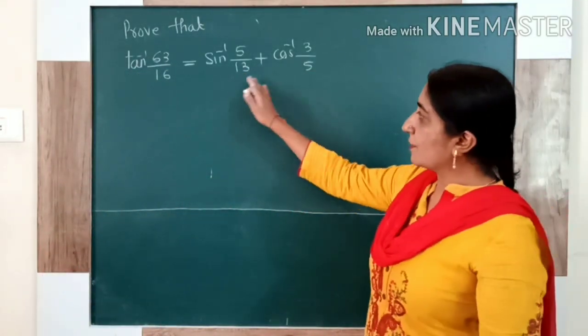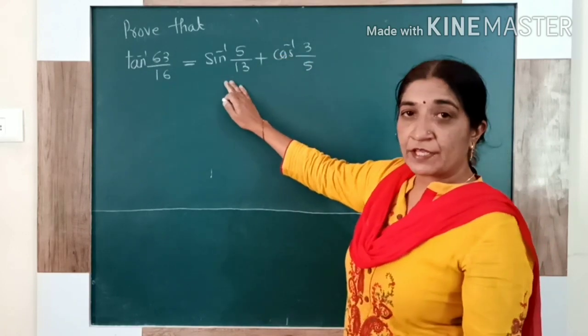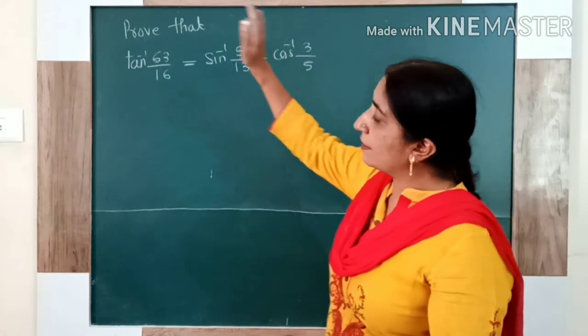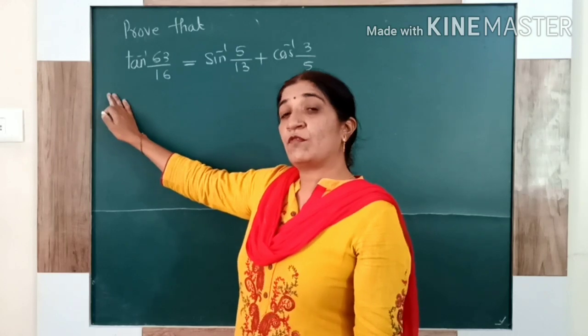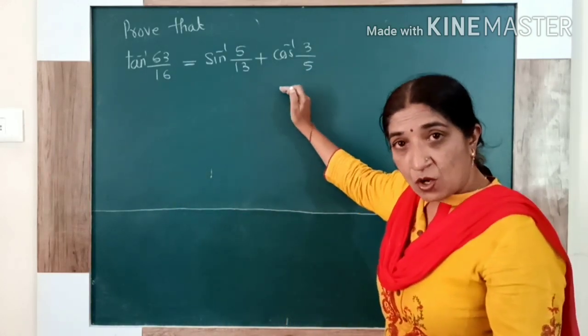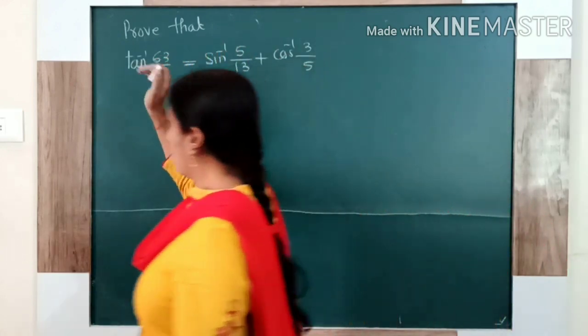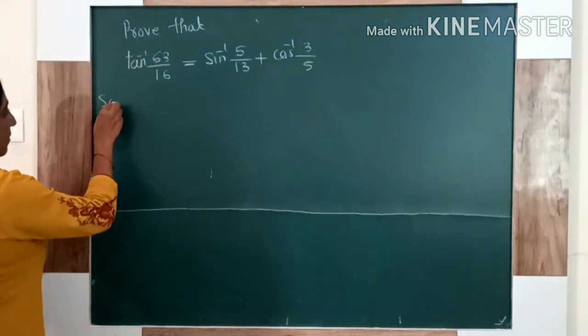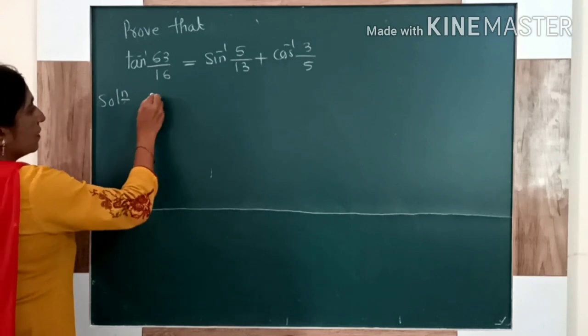So start with RHS. Here this is in the form of sin and this is in the form of cos, but the answer is in the form of tan. So then you come to know that you have to convert the sin and cos into the form of tan. So I will give just the steps and the remaining part I will leave to the students.